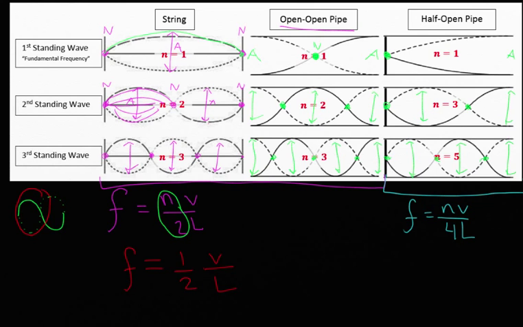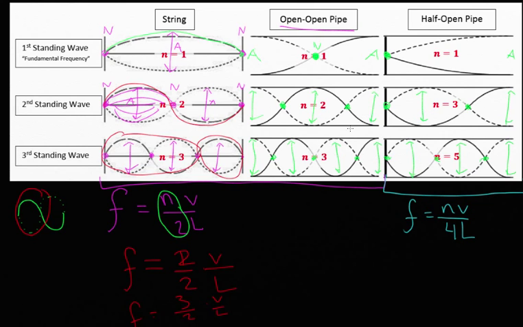What if we had to do the second one? Well, this is actually a whole wavelength. It goes through the whole cycle. So then this would be 2 over 2 wavelengths. What if we had to do the third one? Well, this right here is a full wavelength, and then you have another half wavelength. So you actually have 1.5 wavelengths, so 3 over 2 V over L. So you're counting how many half wavelengths there are.